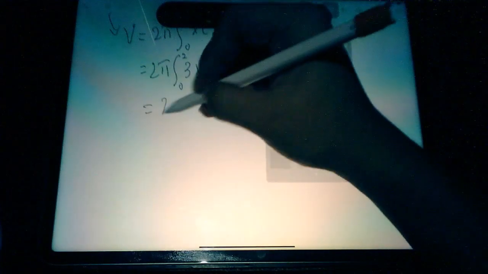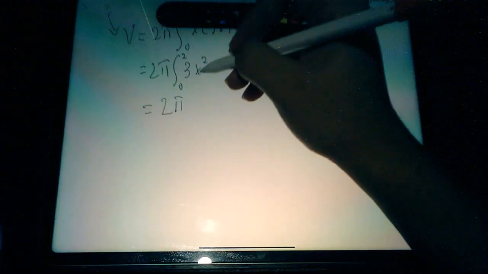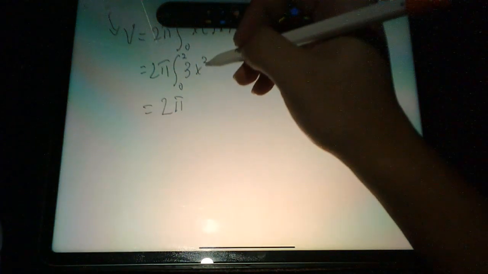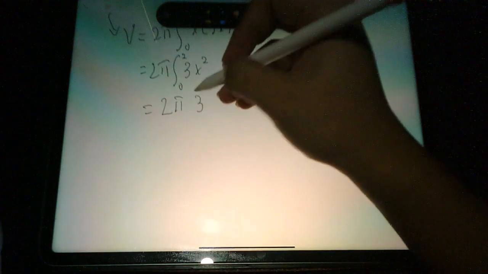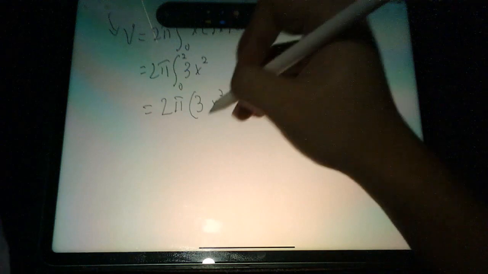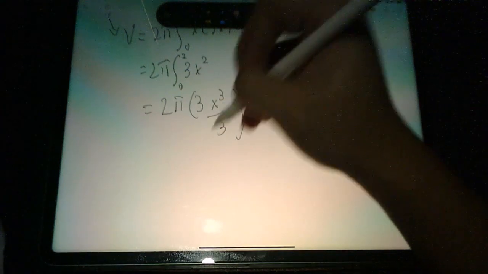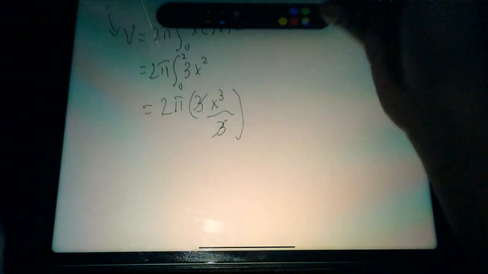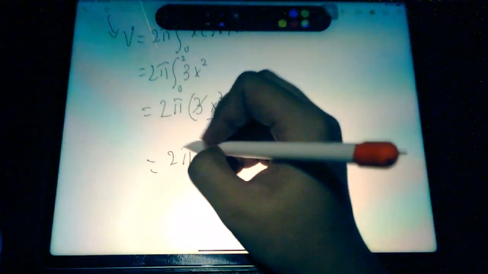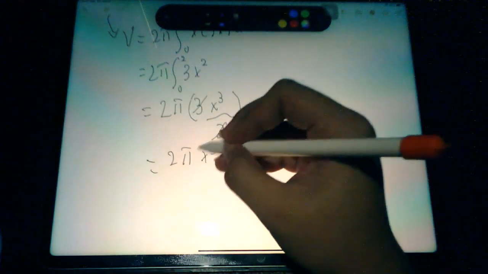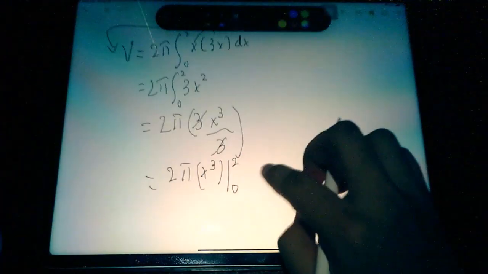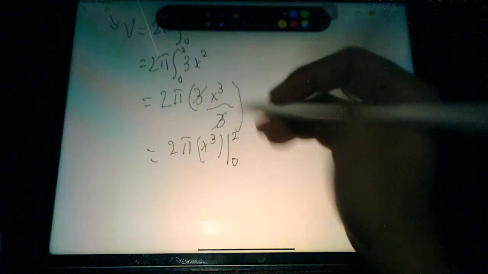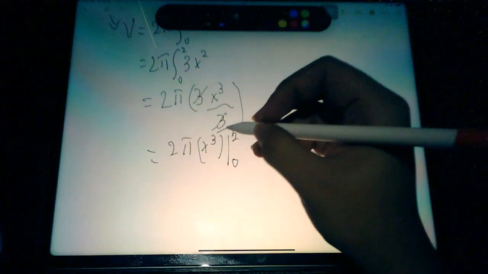So 2 pi, the integration of 3x squared is just equal to 3x cubed over 3. The 3 and 3 cancel each other, so what will be left is just 2 pi x cubed from limits 0 to 2. So let's substitute the limits to the x.